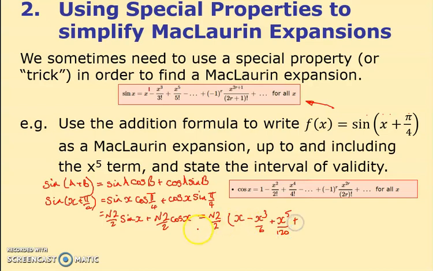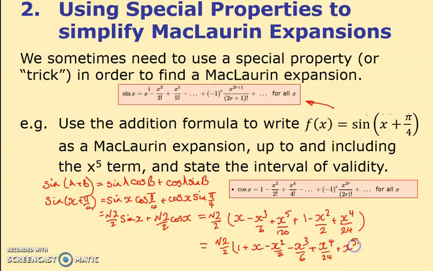plus, it says, now the cos x. Now the cos is 1 minus x squared over 2 factorial, which is 2, plus x to the 4 over 4 factorial, which is 24, close bracket, because I want to go up to the x to the 5. So I can kind of join these together. I can say it's root 2 over 2 times by, well, just put them in order, I suppose, 1 plus x minus x squared over 2 minus x cubed over 6 plus x to the 4 over 24 plus x to the 5 over 120.